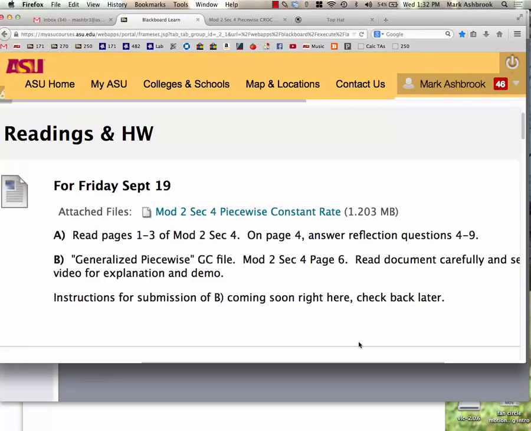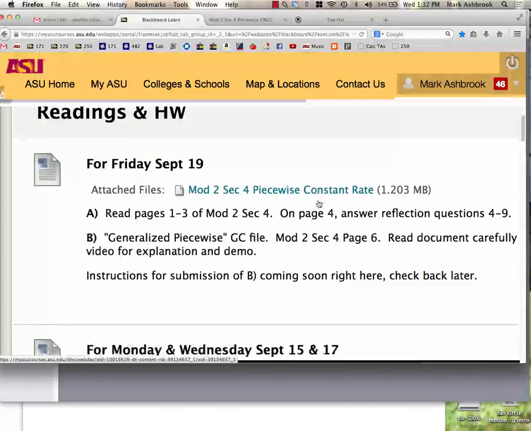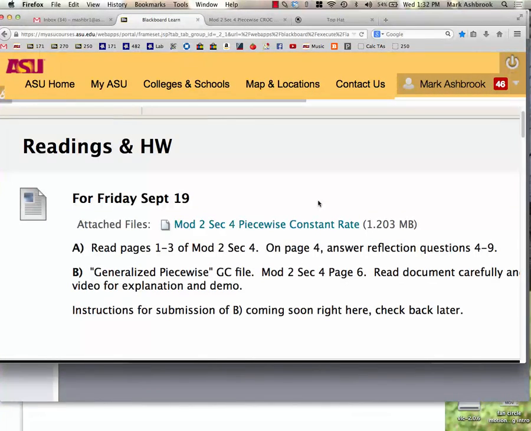You're going to make a GC file, and that's going to be able to create any piecewise function. And I'll show you that at the end of class. Then you're going to be submitting through email the way we did a couple weeks ago when you submitted GC through email. So that's for Friday. Any questions about homework?